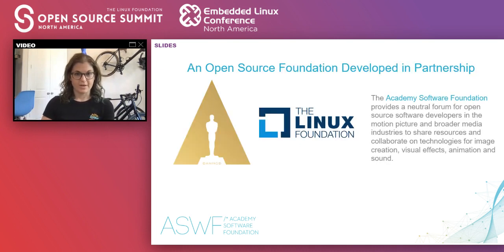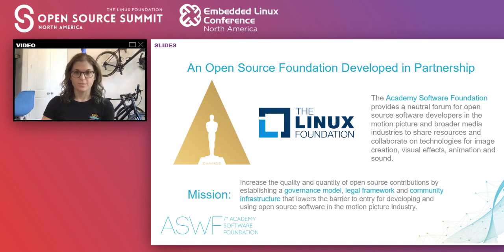So thus they brought in the Linux Foundation and formed the Academy Software Foundation. It's a neutral forum for open source software for motion picture and broader media, especially for animation and visual effects. It's a place for cross-project, cross-studio collaboration, a lot of which was difficult before without having a neutral party to manage it.